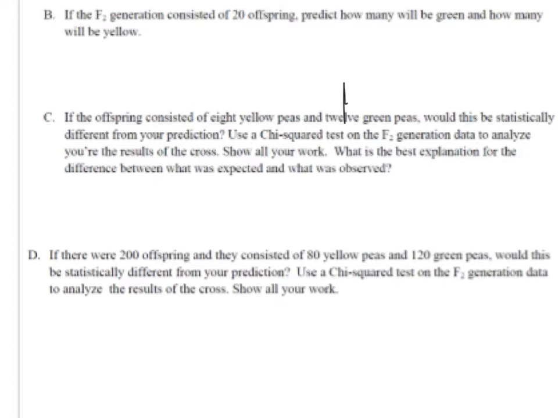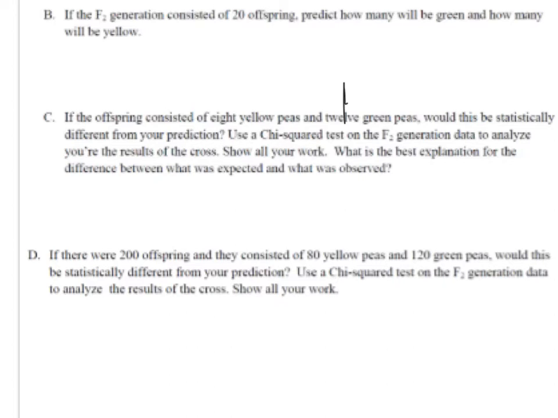You apply those ratios you get from your Punnett square, and then you determine how many out of the number that you observed. So we're going to walk through two examples of these that y'all can follow along with while I go through them on here.